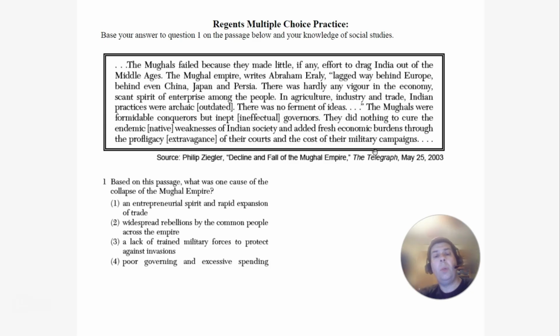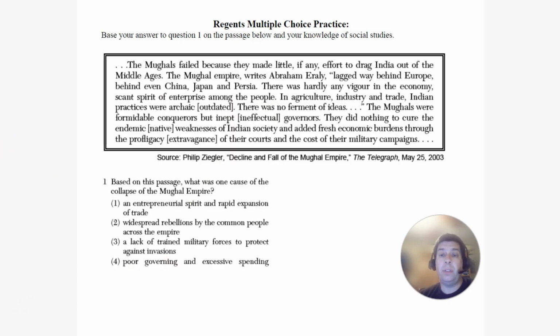Okay. Poor governing and excessive spending. So here's the deal. If you're reading a document like I did, and it was a little clunky, and we had all these parts where I was saying the multiple words, archaic, outdated, inept, ineffectual, profligacy, like holy cow. You get to the end and your mind is swimming. Maybe you don't understand the source. Rather than read it all again, go through the choices, see if you can eliminate certain things. But then I want to point out a few things.